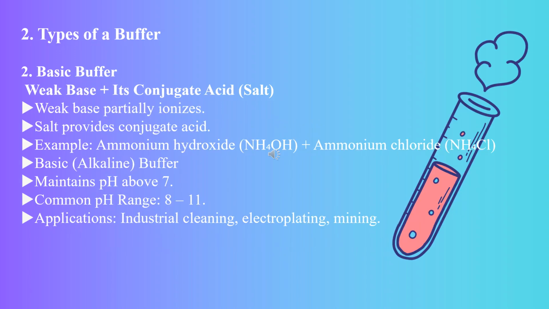The second type of buffer is the basic buffer, which is made up of a weak base and its salt, in which its conjugate acid is present. The weak base also partially ionizes, and the salt provides the conjugate acid. Its example is ammonium hydroxide plus ammonium chloride. Combined they will form the basic buffer. Basic buffers maintain pH above 7. Common pH ranges are 8 to 11. Its applications are industrial cleaning, electroplating and mining.